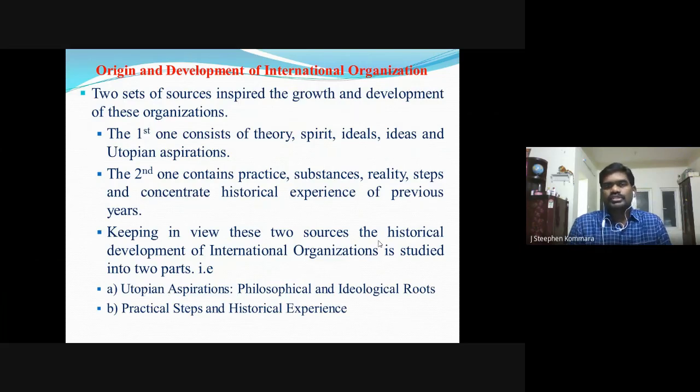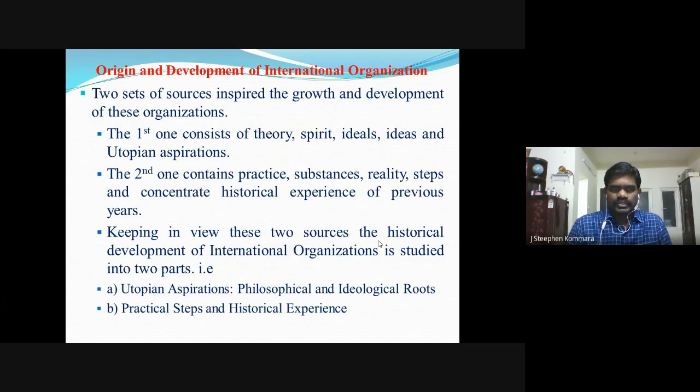There are two sets of sources that inspired the growth and development of these international organizations. The first one consists of theory, spirit, ideas, and utopian aspirations. The second one contains practice, substance, reality, steps, and concentrated historical experience of previous years. Keeping in view these two sources, the historical development of international organizations is studied in two parts: A, utopian aspirations, philosophical and ideological roots; and B, practical steps and historical experience.